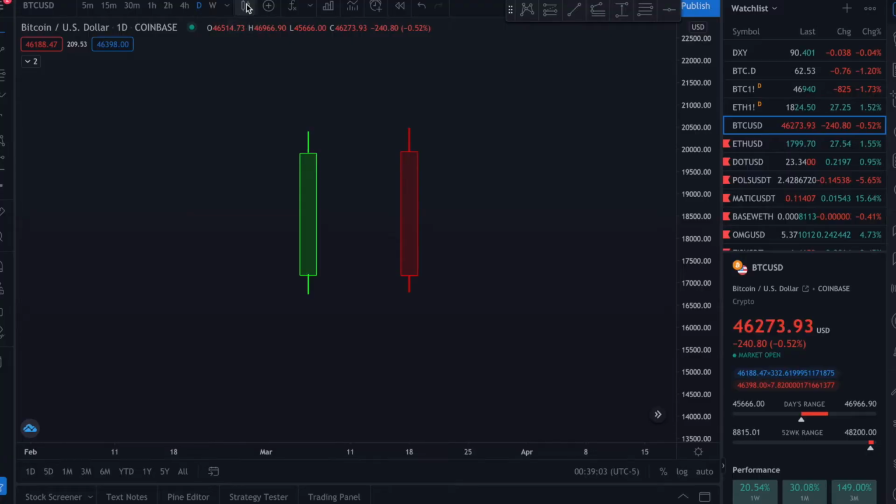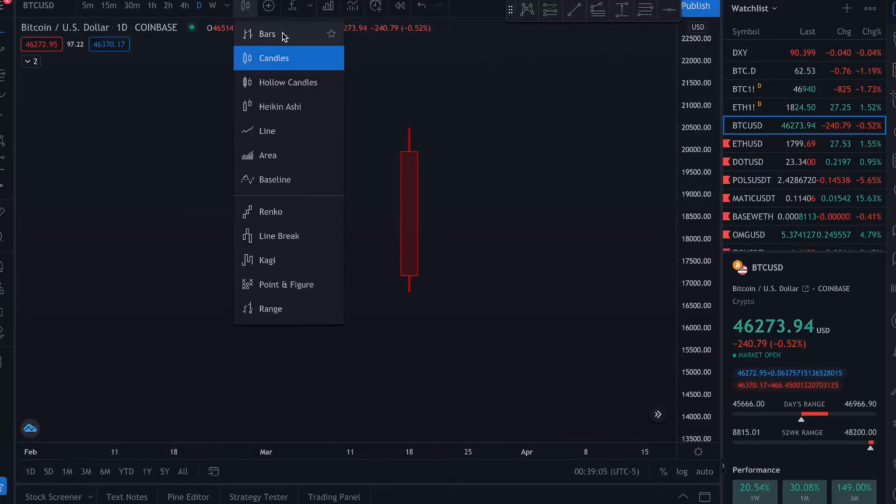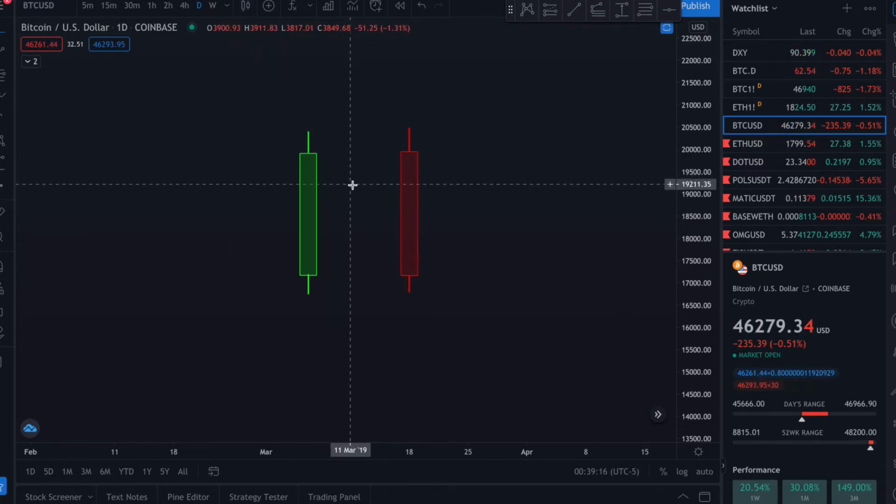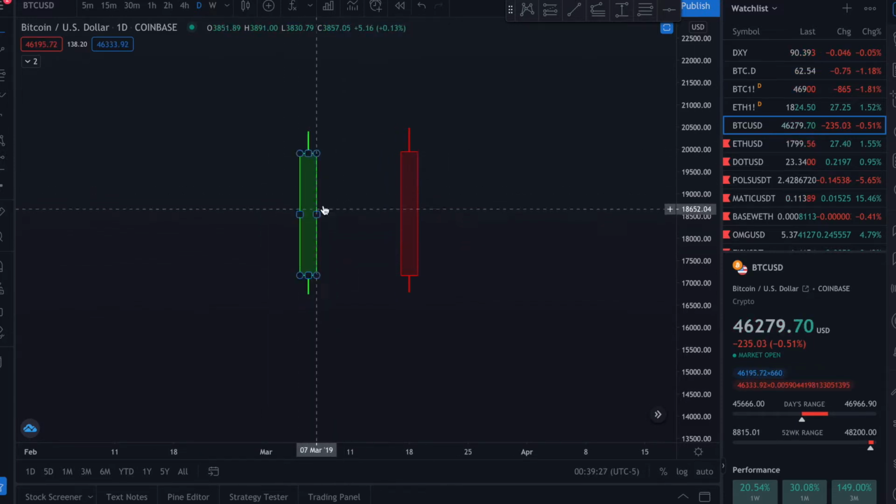When you're trading, you can trade with a bunch of different types of candles. You have bars, you have candles, which is what we're using today, you have hollow candles, Heikin-Ashi, line, area, and baseline. But I find with Japanese candlesticks, you get the most information, and it's definitely going to help your trading when you start to pair this with other strategies. So first, let me explain what it's basically telling you.